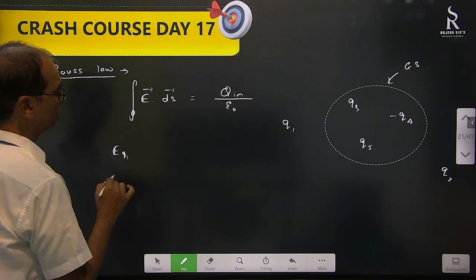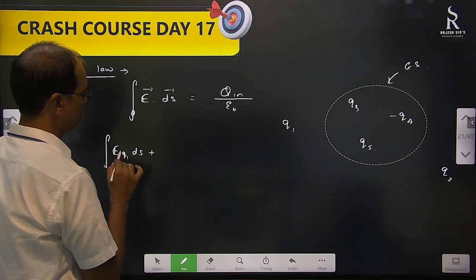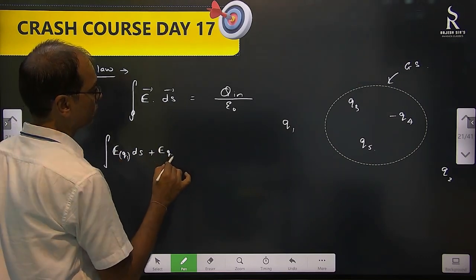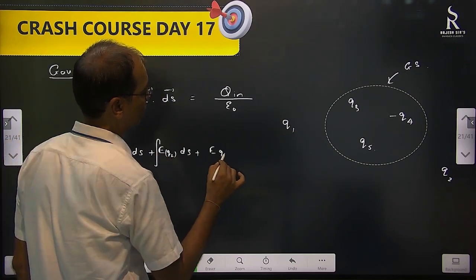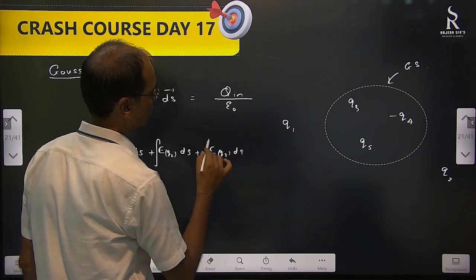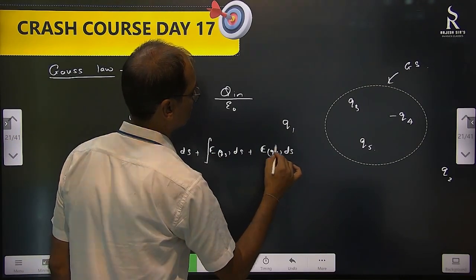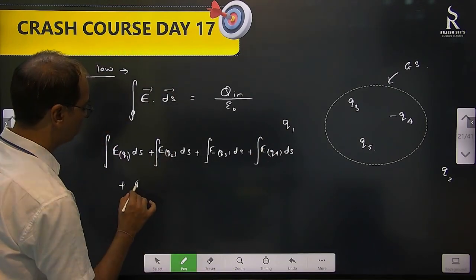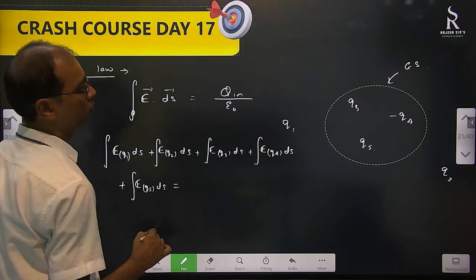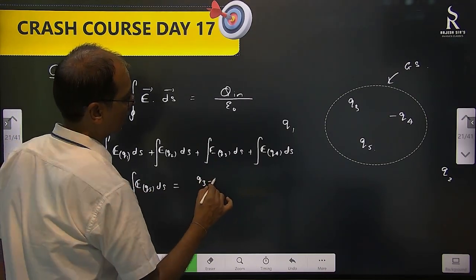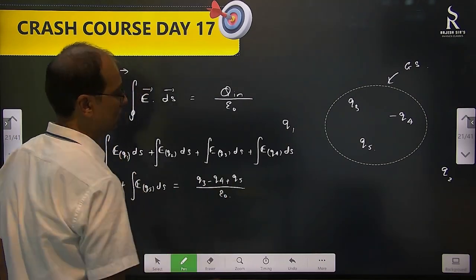Electric field due to Q1, dS, plus electric field due to Q2, dS, plus electric field due to Q3, dS, plus electric field due to Q4, dS, plus electric field due to Q5, dS, equal to Q3 minus Q4 plus Q5 by epsilon naught. That is the meaning of it.